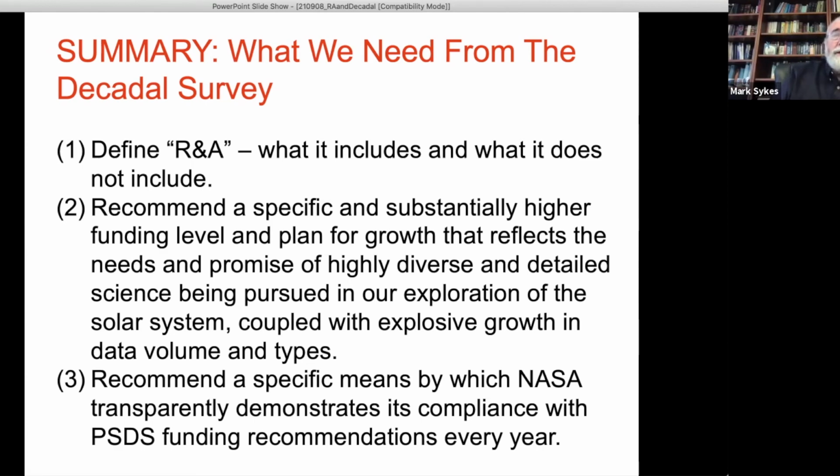The Decadal needs to recommend a specific and substantially higher funding level and plan for growth that reflects our needs. It also needs to recommend a specific means by which NASA is going to transparently demonstrate its compliance with the Decadal funding recommendations every year. And it's not hard.